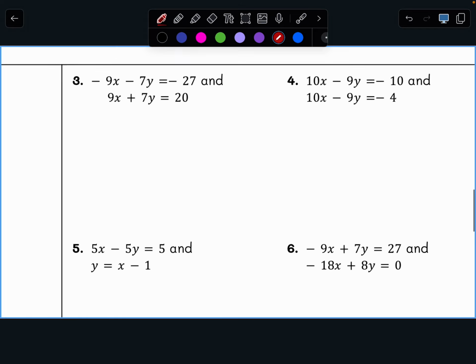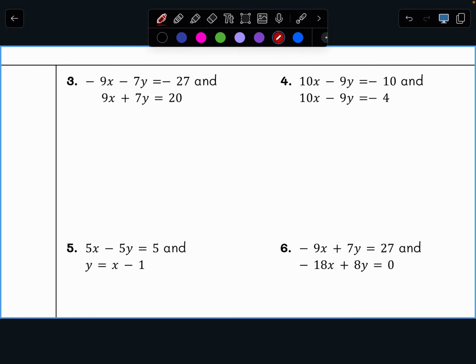Number 3. This is another one where elimination is the best way to go, because I have variables that are going to cancel out if I add these together. Negative 9x and positive 9x cancel out. Negative 7y and positive 7y cancel out. Then I have negative 27 plus 20. So this equals negative 7. So I end up with a statement that says that 0 equals negative 7. 0 actually does not equal negative 7. So there is no solution.